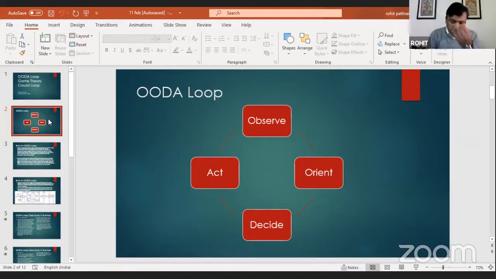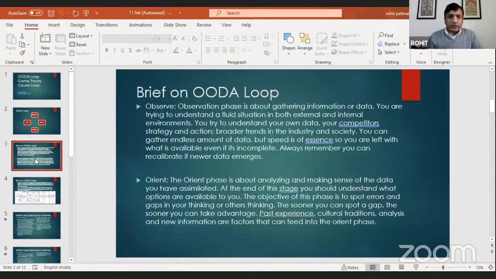Now, coming back to the OODA loop, let me explain each and every step. Most of y'all would be aware, however, I'll just quickly run you through it. The observation phase is about gathering information or data. We're trying to understand a fluid situation in both external and internal environments. You try to understand your own data.